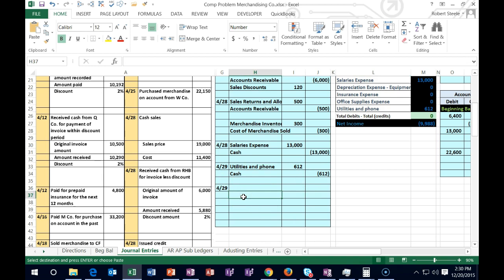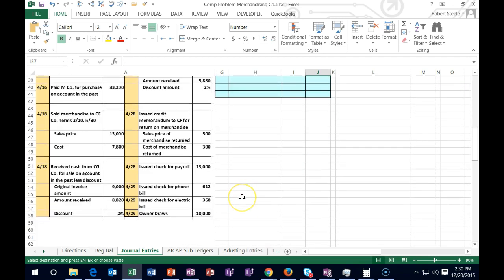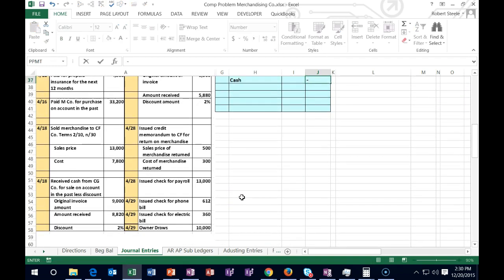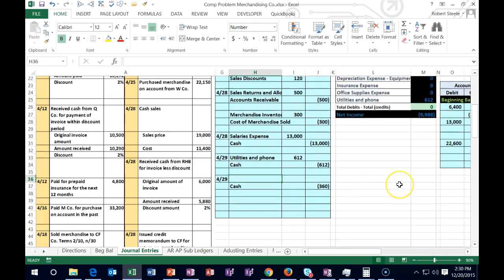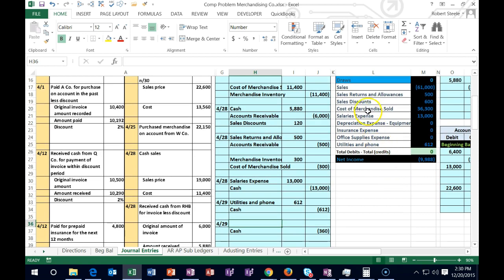So we are in H37, right clicking and pasting 1, 2, 3. How much was that electric bill? Looks like it was 360. So that's the credit of 360. What will the debit be? Well, it sounds like an expense. We paid the electric bill again. The expenses are down here. They all have debit balances. They're going to go up by doing the same thing to it, which is another debit.